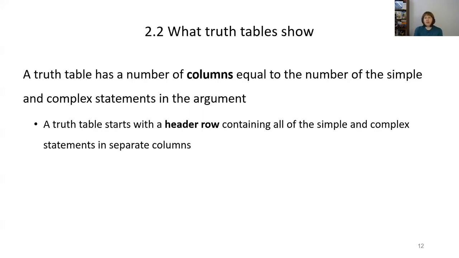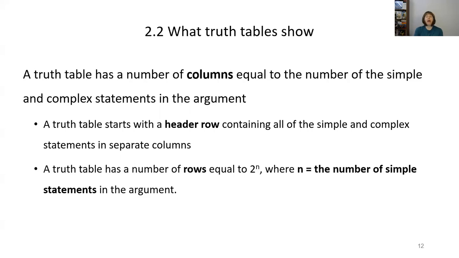Now, the truth table starts with the header row. Like I said, the top row that represents all of your different statements, both simple statements and complex statements, in separate columns. We then also have to figure out how many other rows the truth table has, and this will always be 2 to the n, where n is the number of simple statements in the argument.